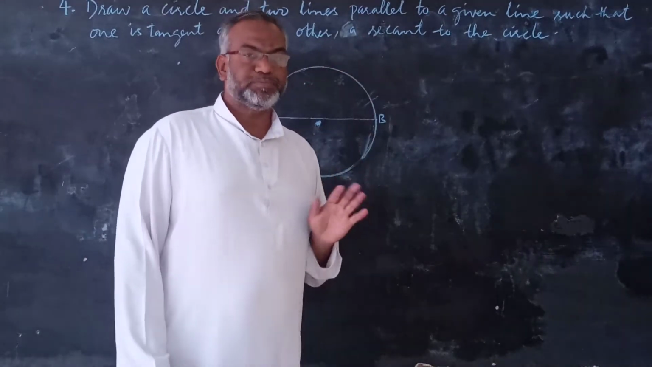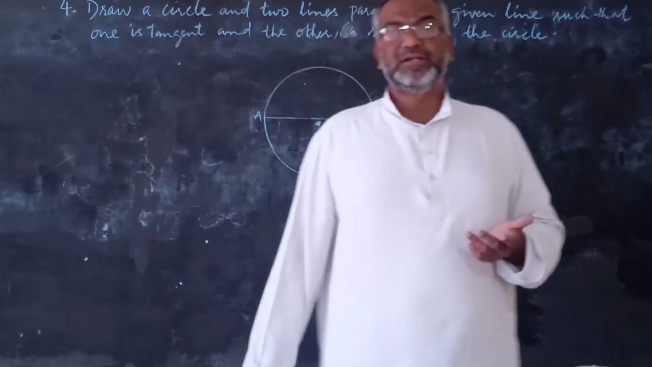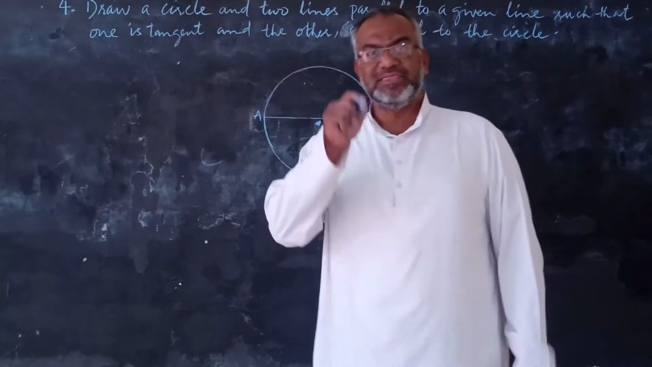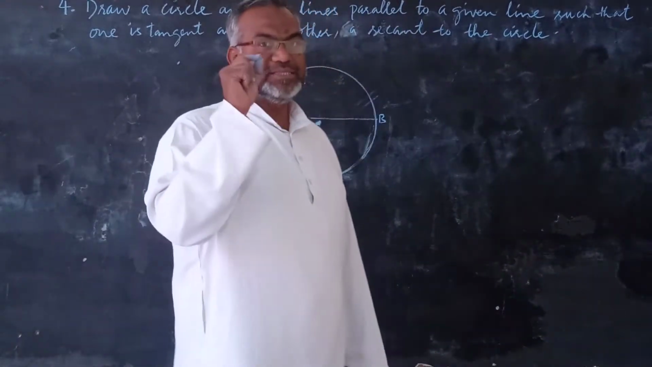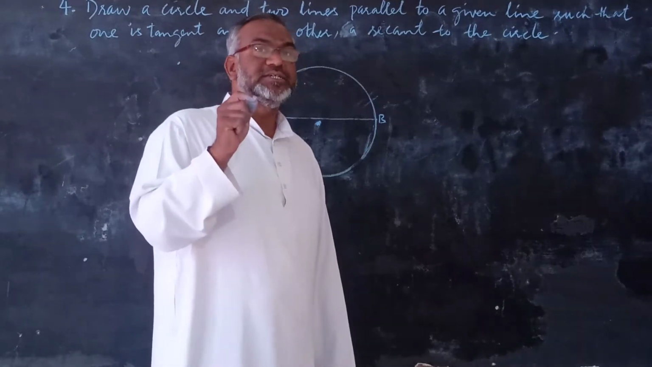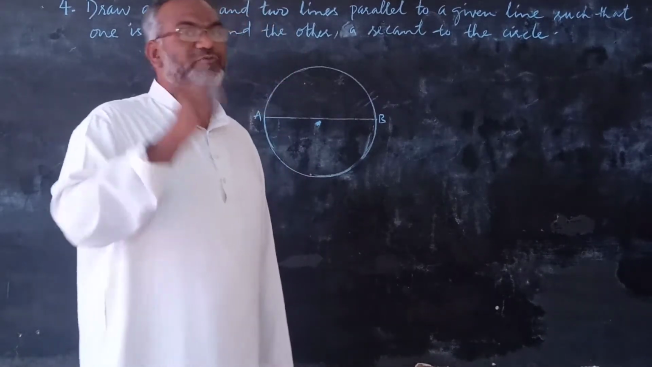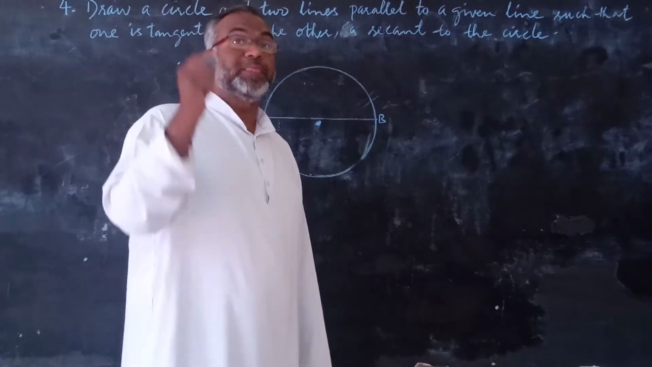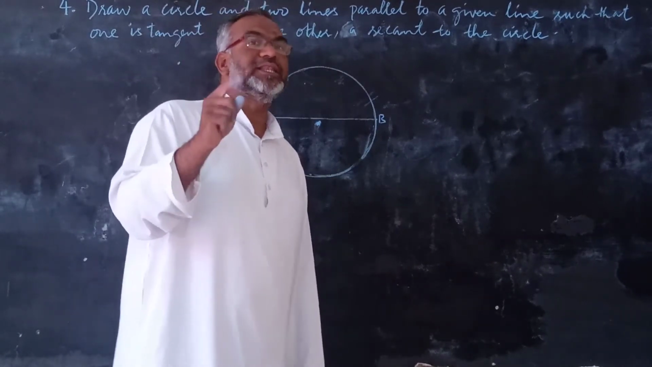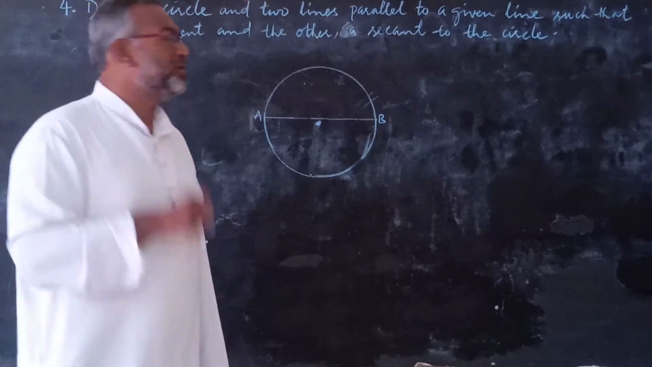We know already that a tangent is a line that touches the circle at one point, and a secant is a line that touches, or cuts, the circle at two different points. The tangent touches the circle at only one point.